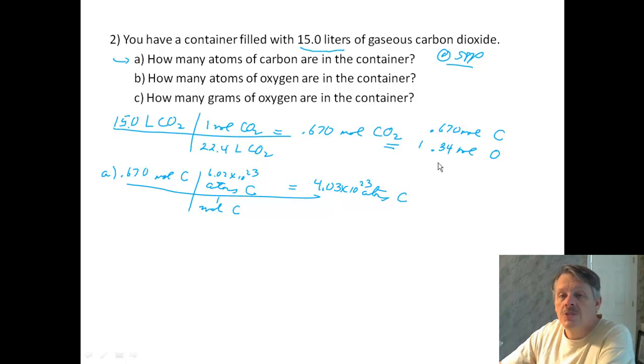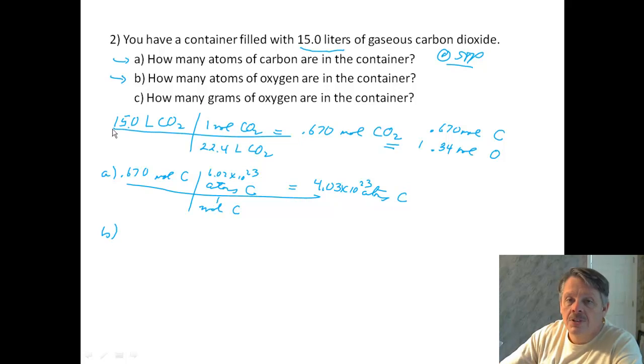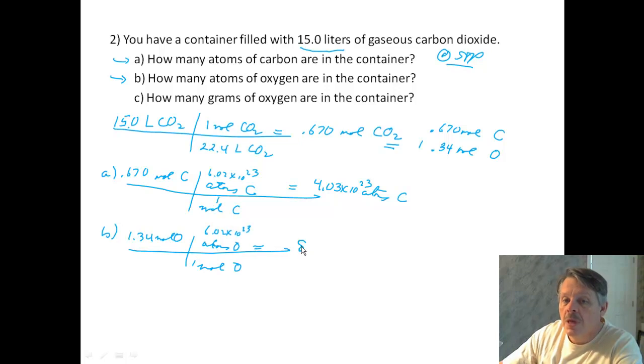What about oxygen? Well, it should be twice that. It should be 8.06. At least that's what we predict. Let's see what happens. We have 1.34 moles of oxygen. And we're going to convert from moles of oxygen to atoms of oxygen. And that's, again, 6.02 times 10 to the 23rd atoms of oxygen. We multiply that out, and we get 8.06 times 10 to the 23rd atoms of oxygen.